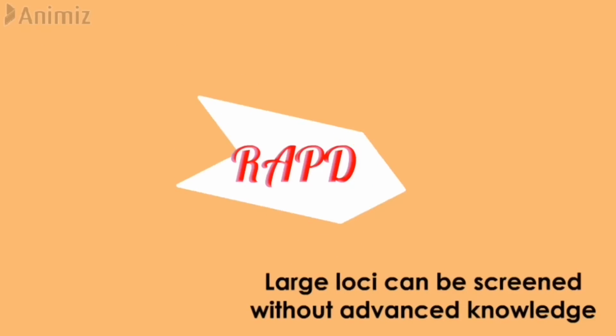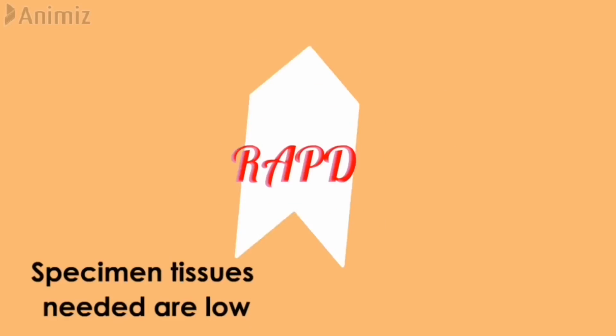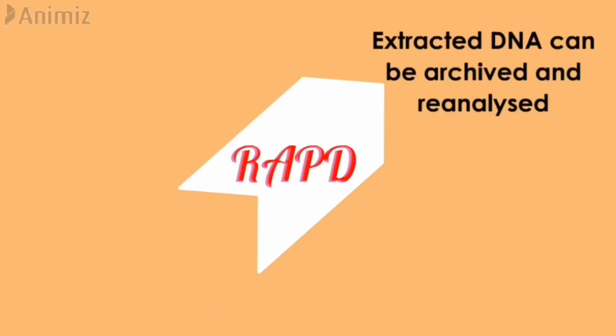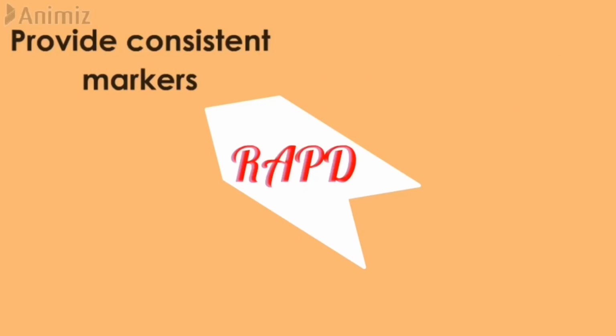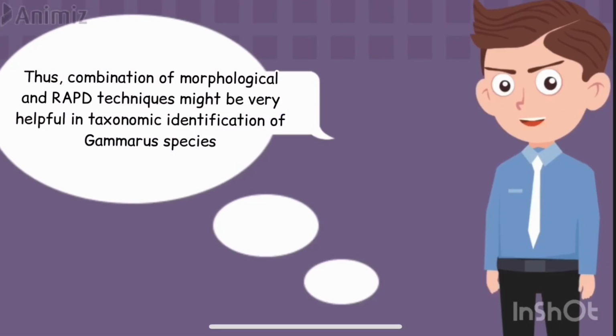The advantages of RAPD include: it is a rapid procedure, it can screen a large number of loci without advanced knowledge, it can simultaneously process large samples, the specimen tissue needed is low, extracted DNA can be archived and reanalyzed, and it provides consistent markers. Thus, the combination of morphological and RAPD techniques might be very helpful in the taxonomic identification of Gammarus species.